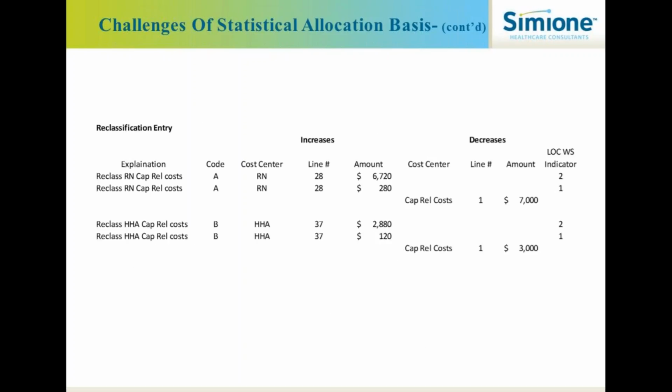So slide 76 would then show you how you would do the reclassification entry on worksheet A-6. And again, note the far right-hand corner of the slide that you have to do your location worksheet indicator. So in this case, the 2 stands for routine home care and the 1 stands for the continuous home care. So basically what we're doing is we're taking the cost out of your capital related line 1 and then moving it to lines 28 and 37 and then indicating the location indicator as to what is continuous and what is routine home care.